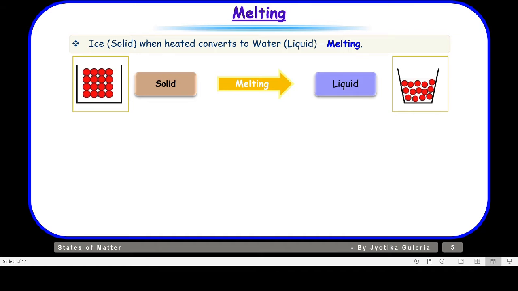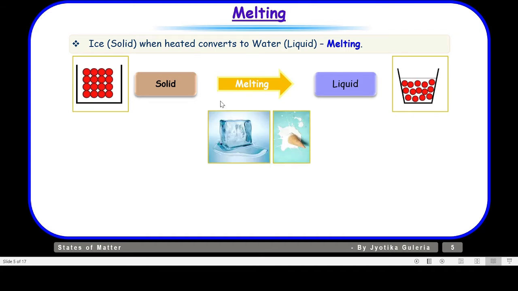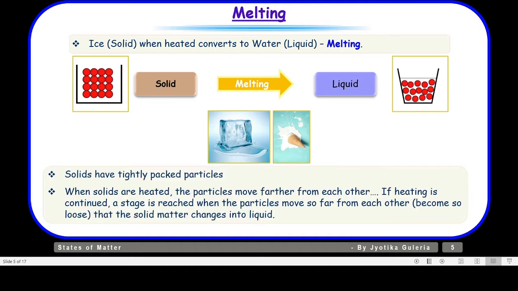So let us take up some examples of melting. These are very common examples of melting. As you can see, the solid ice is converting into water, and similar is the case with your ice creams or chocolates, that on heating they melt into liquids. So we can say that solids have very tightly packed particles. When solids are heated, the particles move farther from each other. If heating is continued, a stage is reached when the particles move so far from each other that they become so loose that the solid matter changes into liquid.